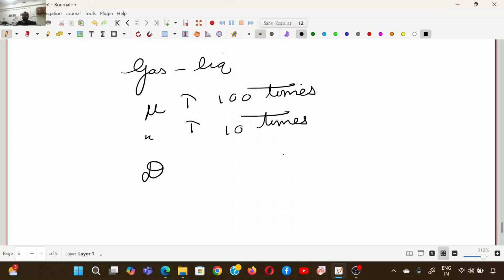And any idea what happens to the diffusivity as you go from gas to liquid? It obviously decreases, because the particles are much more spread out now, not so easy to diffuse. The order of magnitude is 10 to the power 4. As you go from gas to liquid, the binary diffusivity, for instance, can go up to 10,000 times lower. Fine.